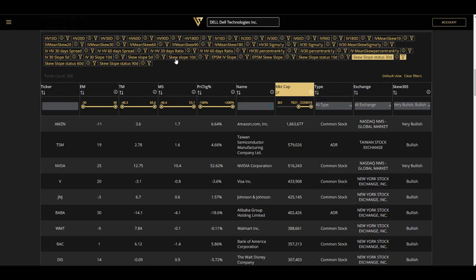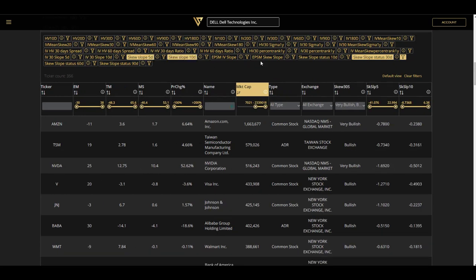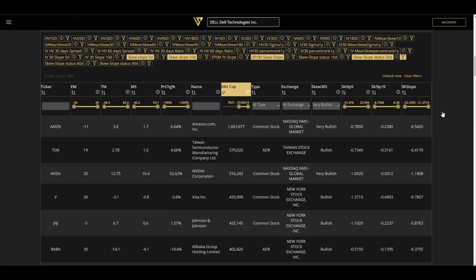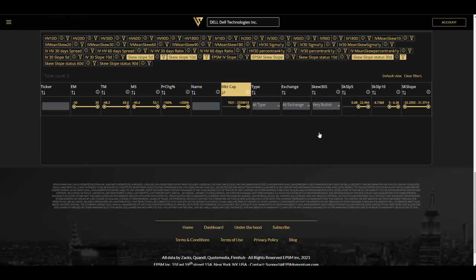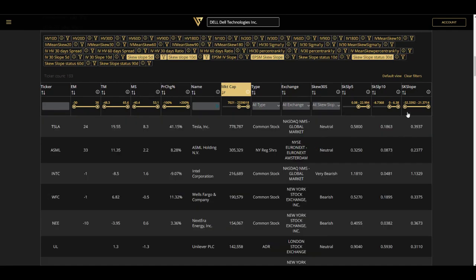We get the skew slope, 5-day and 10-day, and the implied vol slope and skew slope. So what is this? The skew slope is actually telling you where the skew is going. The skew slope is the 5-day regression line. So let's assume you want the regression line to be positive, and you want the 10-day regression line to be positive as well. Okay. So that would conflict a lot with that very bullish thing here. So let me just remove this. All right, so we have a little bit more universe.